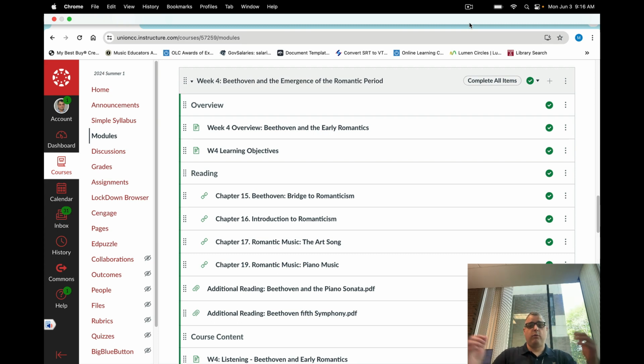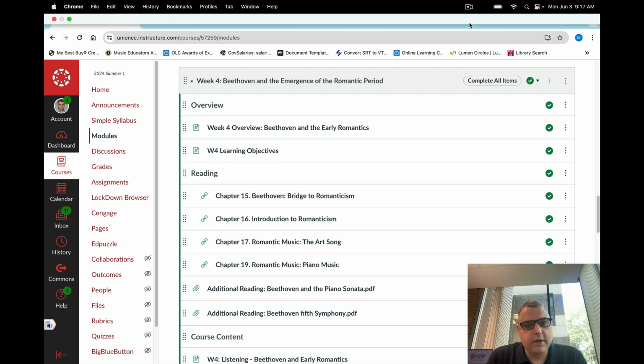So, week 4, we're going to look at Beethoven and we're going to look at the emergence of the Romantic period. Now, one thing I'm going to point out first is there are two separate topics. Beethoven, phenomenal classical composer, one of my favorites. I have a little bias there. He comes at the tail end of the classical period, okay? And then all of his music is so influential. He kind of sets the tone for the Romantic period going forward.